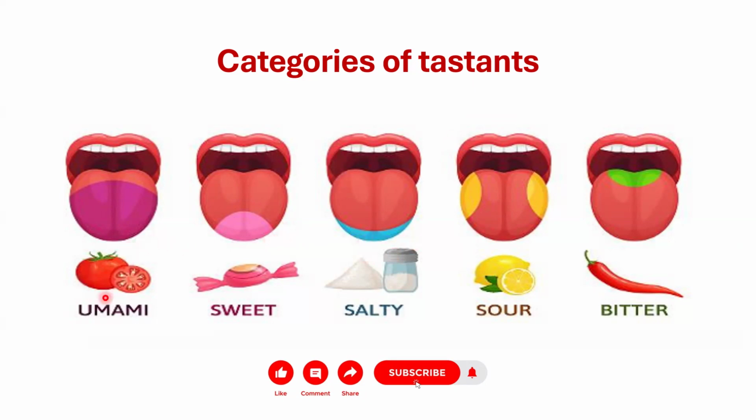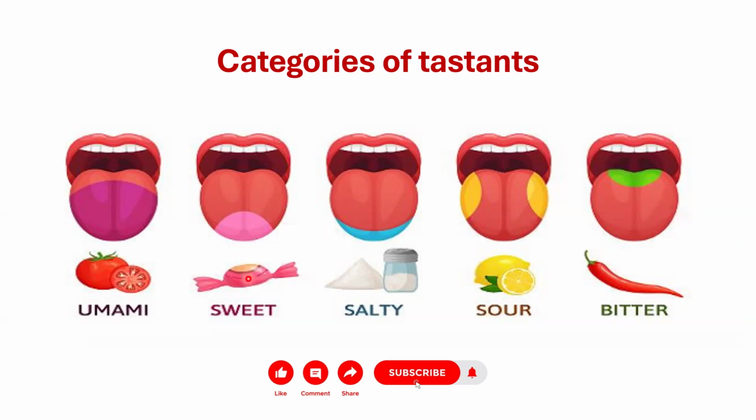So for example, you can appreciate the umami. For example, this is the tomato. It's perceived mostly by the anterior part of the tongue. Then the tip of the tongue is actually the sweet part. And then the lower part of the anterior part of the tongue is salty. Then sour is on the lateral aspect of the tongue. Then bitter is the posterior part of the anterior part of the tongue. That is now bitter sensations.